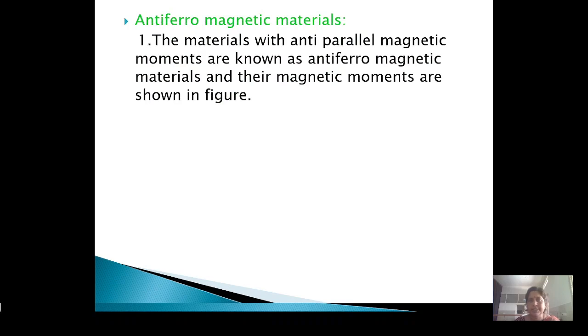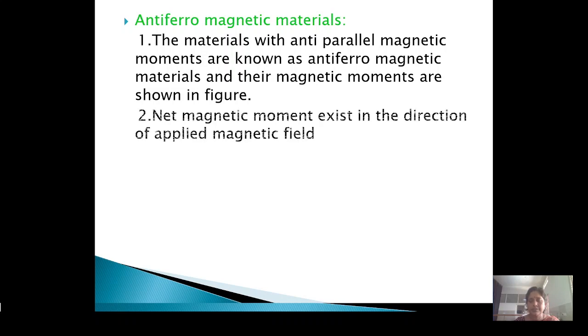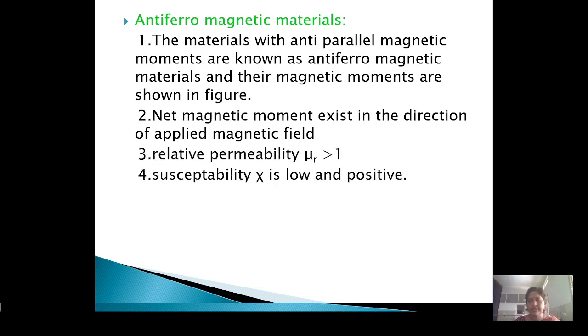Antiferromagnetic materials. The materials with anti-parallel magnetic moments are known as antiferromagnetic materials, and their magnetic moments are shown. See here. Net magnetic moment exists in the direction of the applied magnetic field. Relative permeability is much greater than 1. Susceptibility is low and positive. Chi is equal to C by T plus Tc.